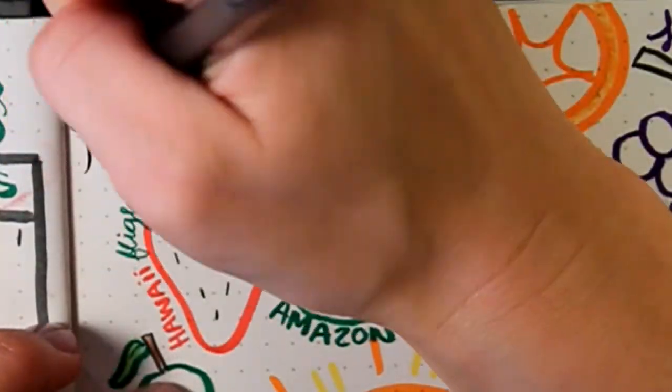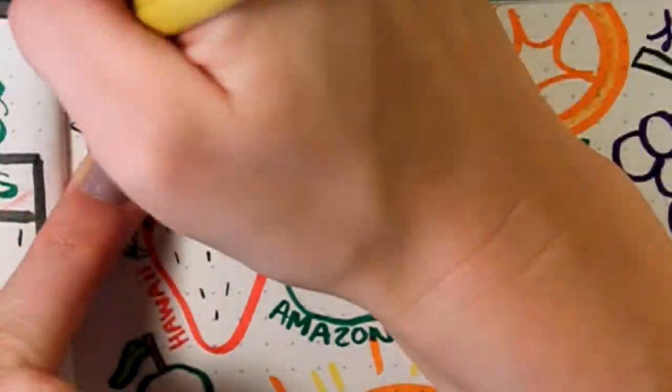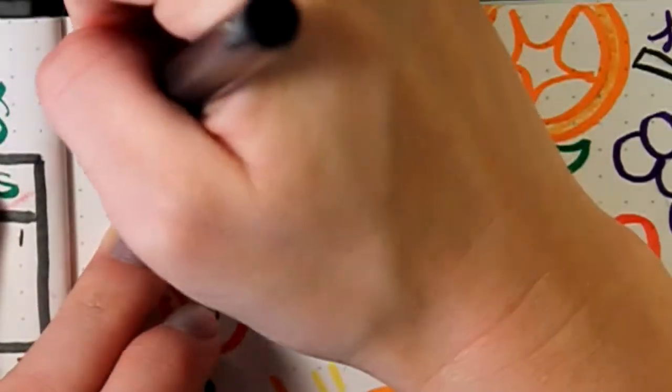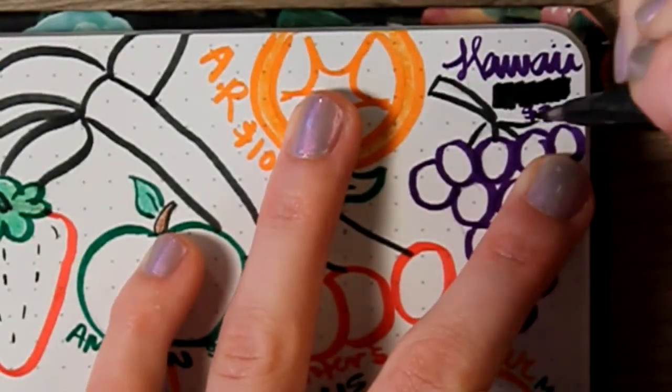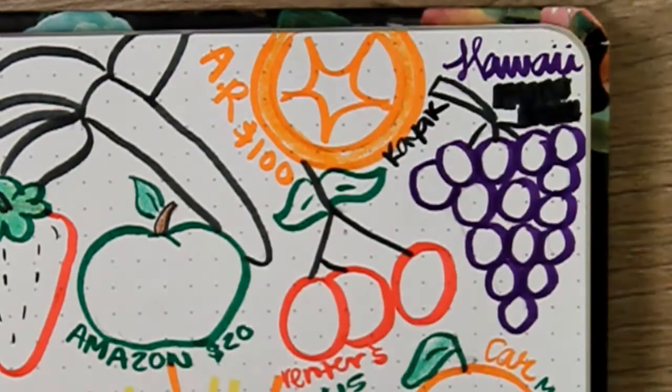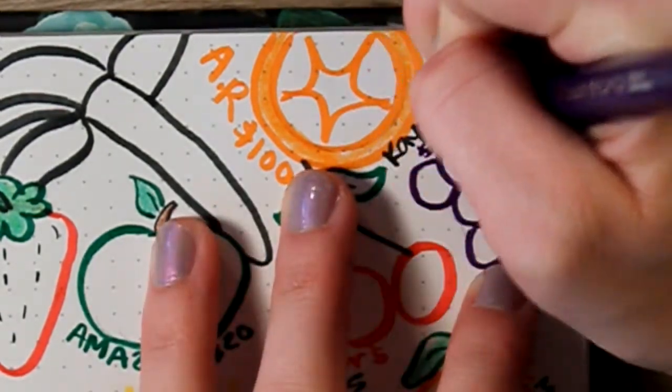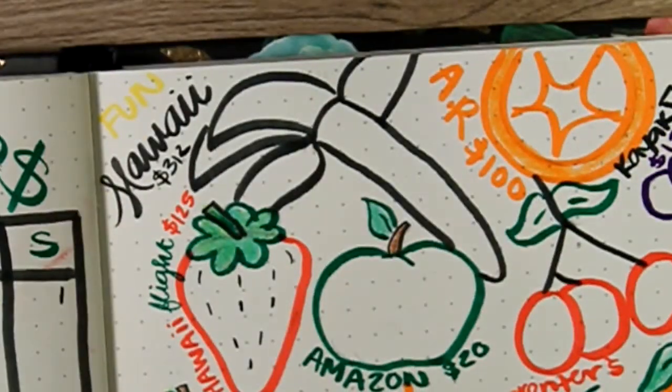And here's where I start to realize, oh wait, this is supposed to be the Hawaii Fund money for $312, and each of these grapes represent enough for our kayak trip. So coloring in each of those grapes, there's 15 of those total.